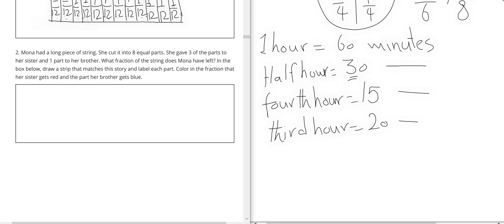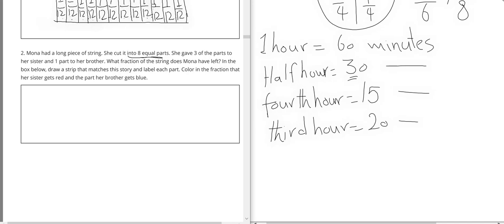Number 2. Mona had a long piece of string. She cut it into 8 equal parts. She gave 3 parts to her sister and 1 part to her brother. What fraction of the string does Mona have left? In the box below, draw a strip that matches this story and label each part. Color the fraction of her sister in red and the part her brother gets in blue.